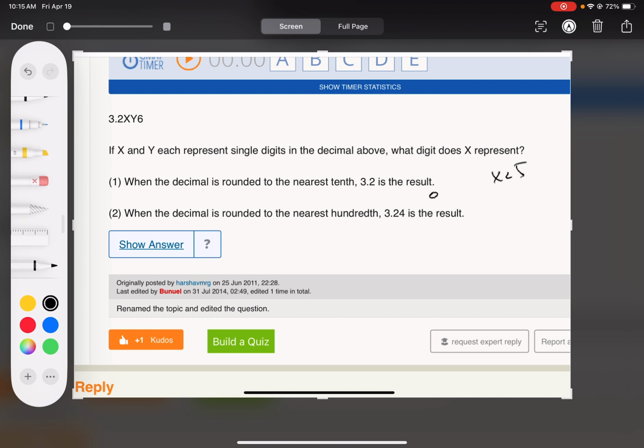Okay, but it could still be 0, 1, 2, 3, or 4. All of those would round down to 3.2 for rounding to the tenth. So we don't know what x is. That's not sufficient.